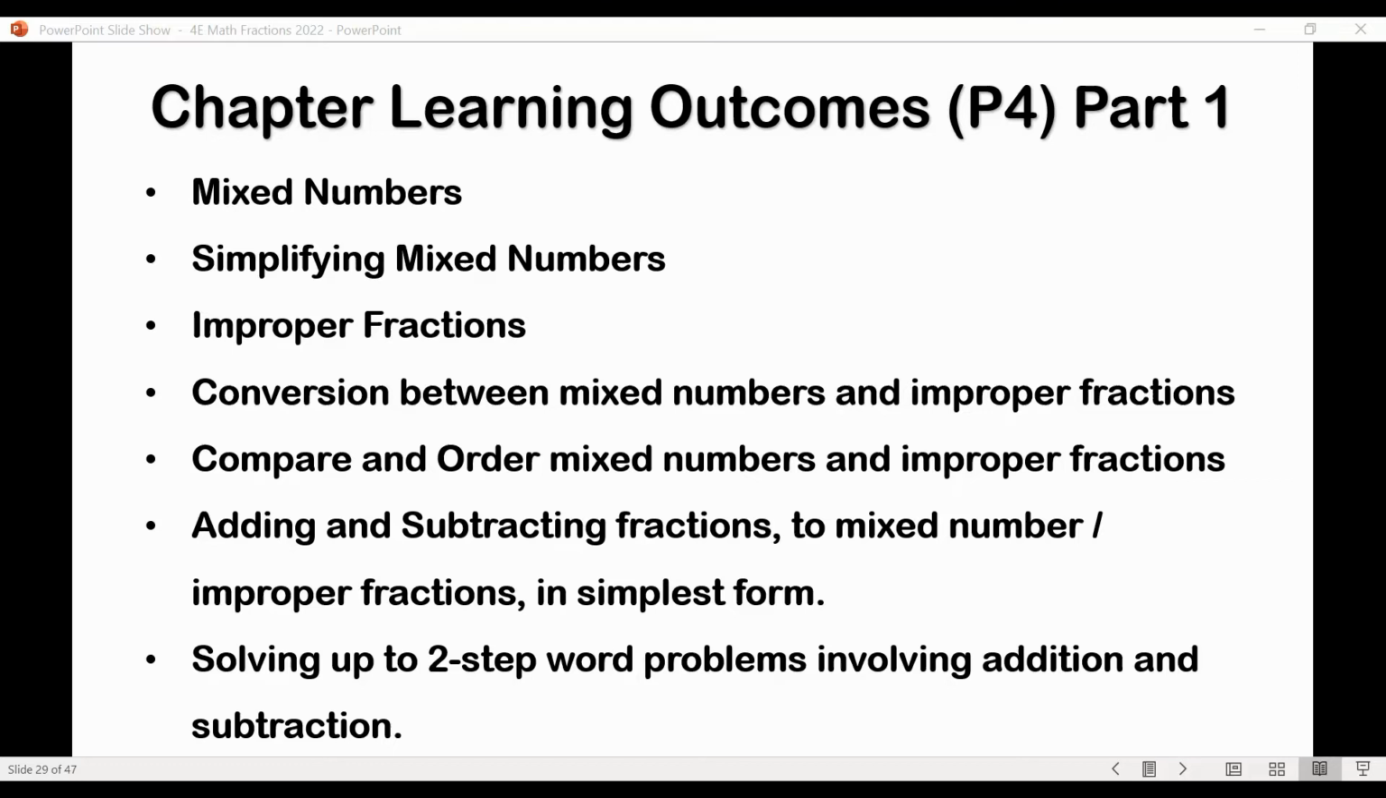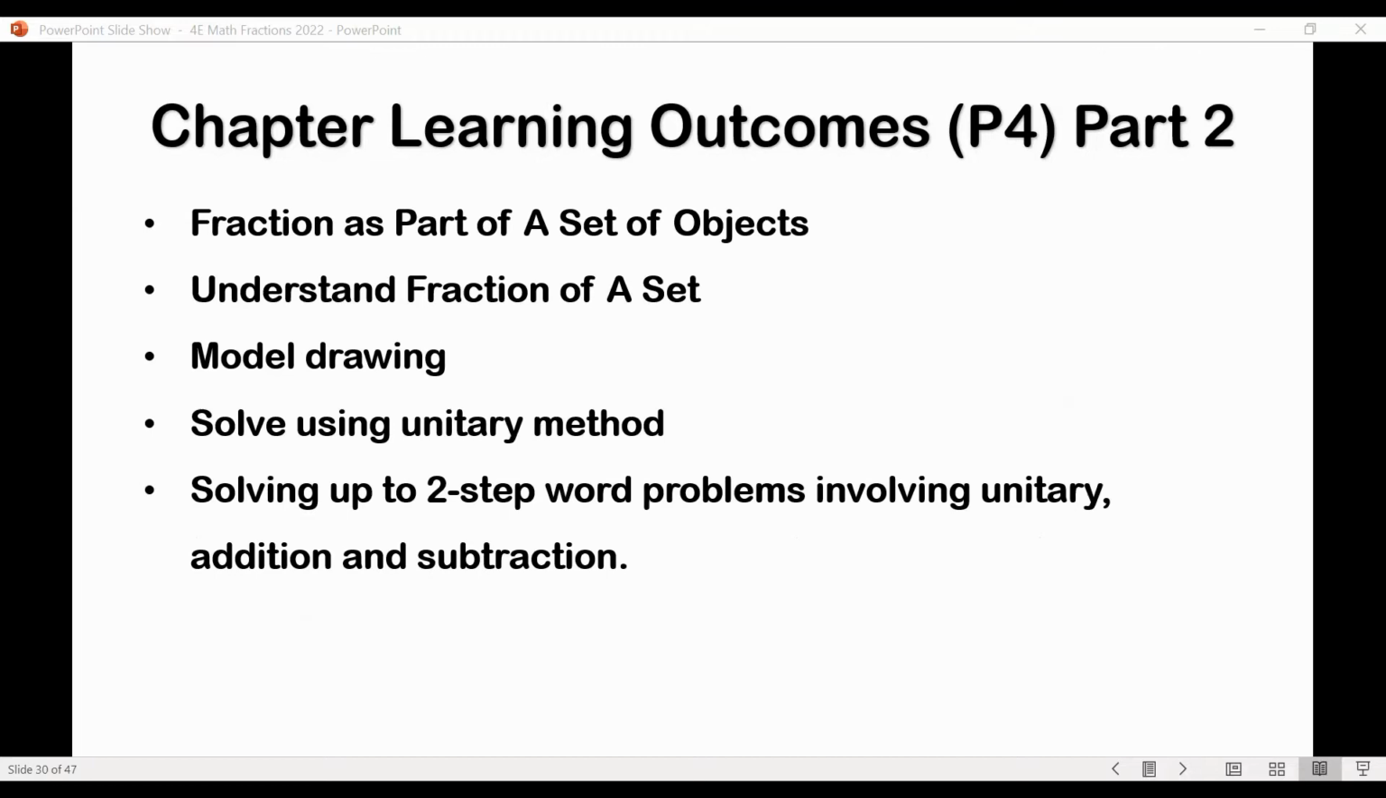Ooh, okay. Then there's part 2. Part 2 is fraction as part of a set of objects. Fancy term, new one again. This time, understanding fraction of a set with a model and solving using the unitary method, very important. Now, do you see why I do the word problems just before we do fractions? The second part? Yeah, that is why. We really are focusing a lot on the unitary method now, and it will help us to solve fractions.